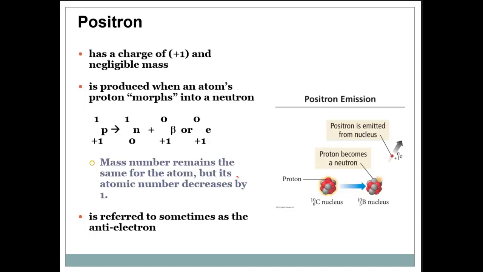It is produced when an atom's proton morphs into a neutron. The mass number remains the same as for the atom, but its atomic number decreases by 1. Remember, if the atomic number changes, the actual element changes. It's sometimes referred to as an anti-electron.